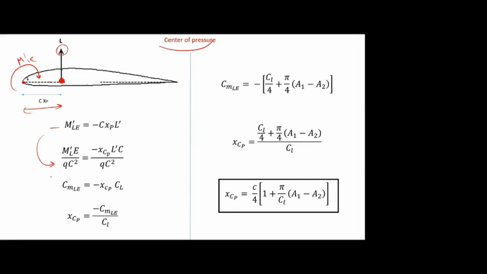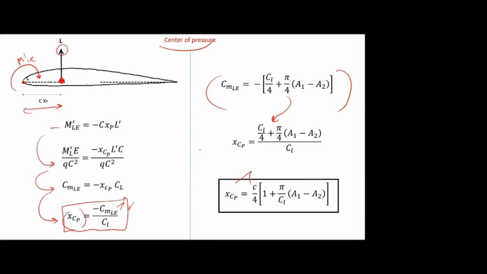Then convert this into coefficient of moment and lift. Then for that, simplify for the XCP distance. This is same as symmetrical airfoil minus Cm by CL. And we know Cm equation in terms of CL. So here it is, that you have to substitute. Now cancel. Now this is our final XCP equation.